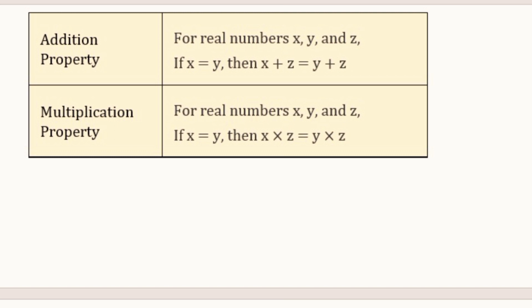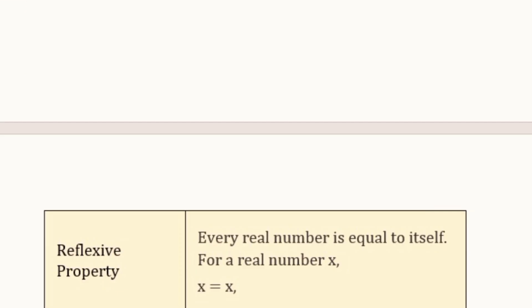Second property is multiplication property. Look at table. We have three real numbers x, y, z. If x equal to y, then if we multiply a real number z with both sides of equation, equality is valid. We get x multiply z equal to y multiply z.